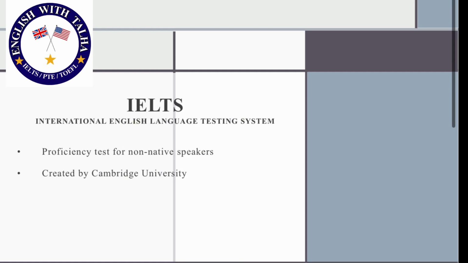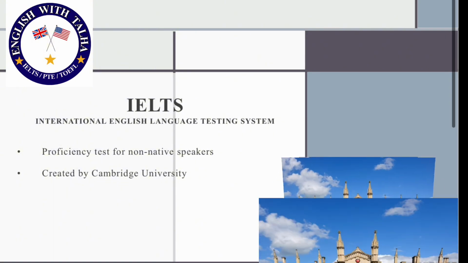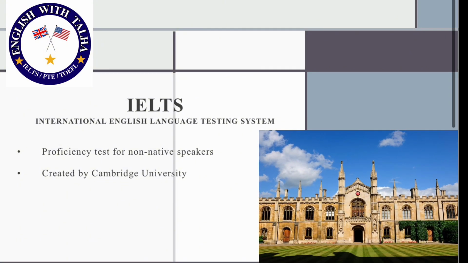All right. Now, this test was created by Cambridge University a long time ago. Well, the year is not important. What's important is to know that it was created by Cambridge University. What does that mean, and why do we need this information? See, Cambridge is in the UK, and hence 80% of the English used in IELTS has a British accent.